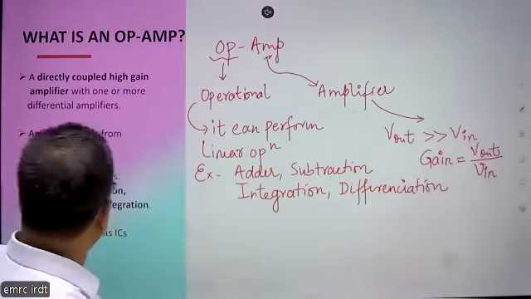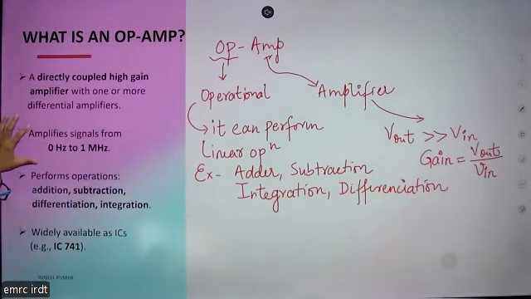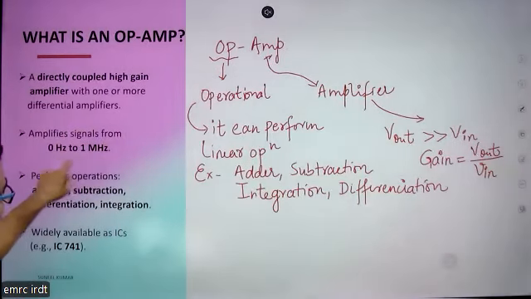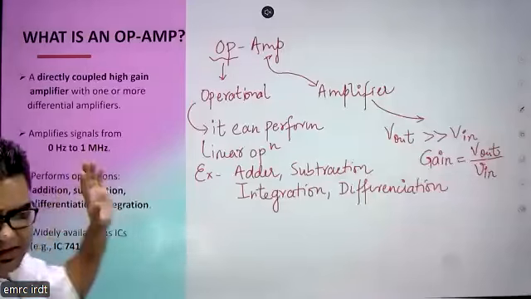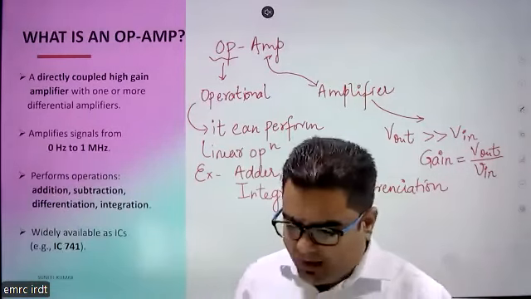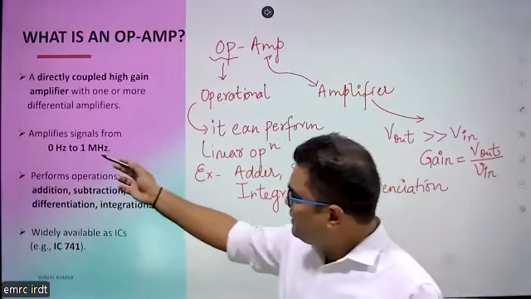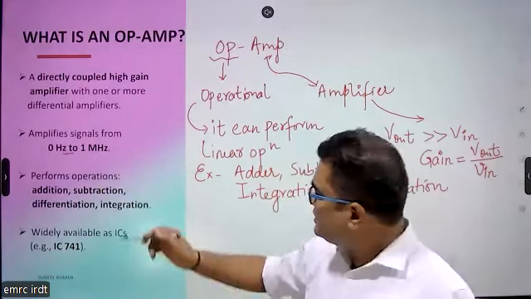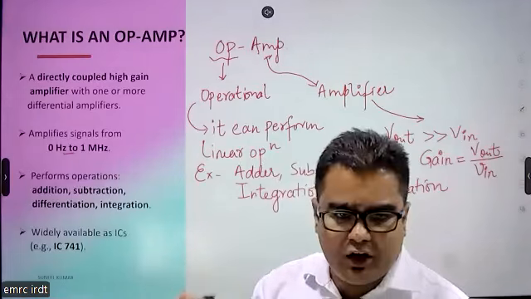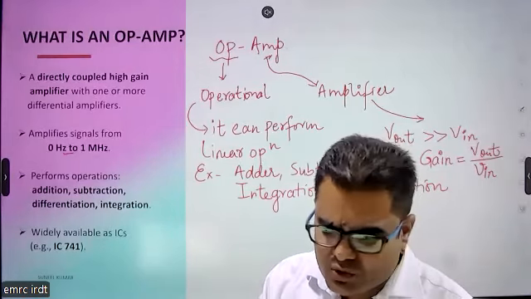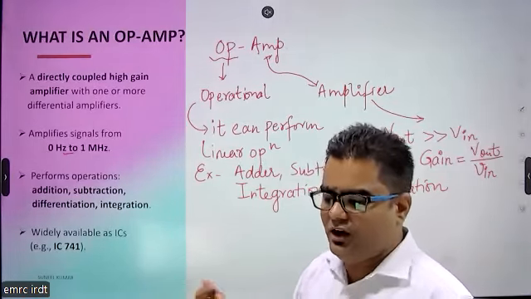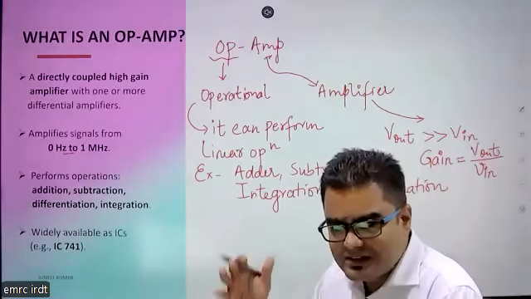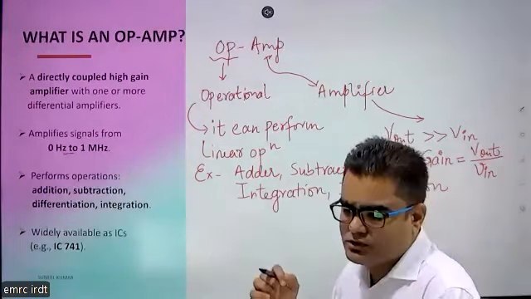And we remember, it can amplify signals ranging from 0 Hertz to 1 megahertz. Practically it can amplify signals from 0 Hertz to 1 megahertz. If we talk about the ideal operational amplifier, then there is no such frequency range limitation for an ideal amplifier. So here we will discuss the properties of the ideal op-amp also.